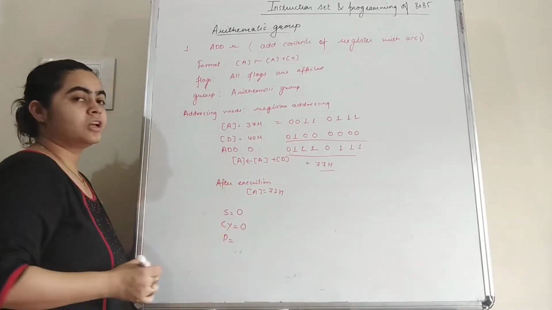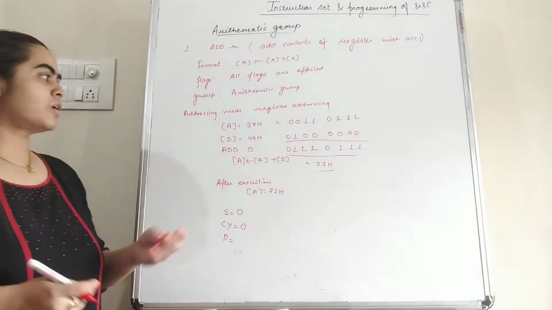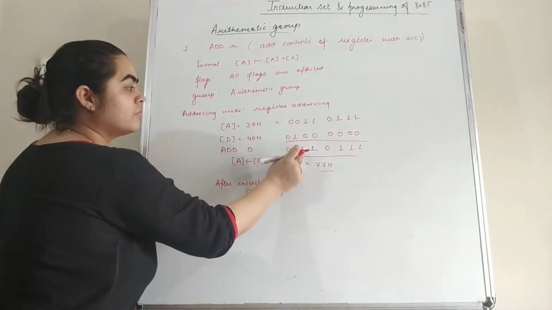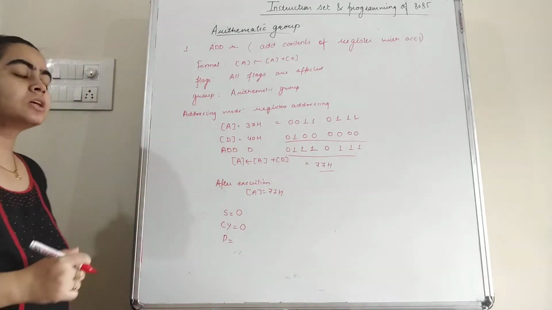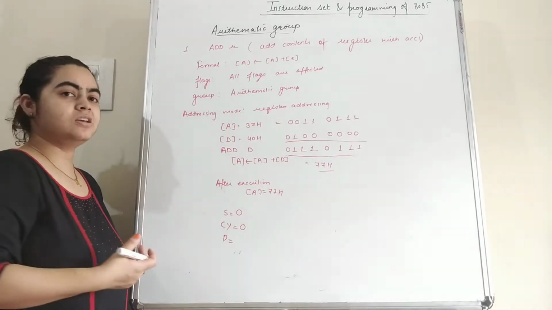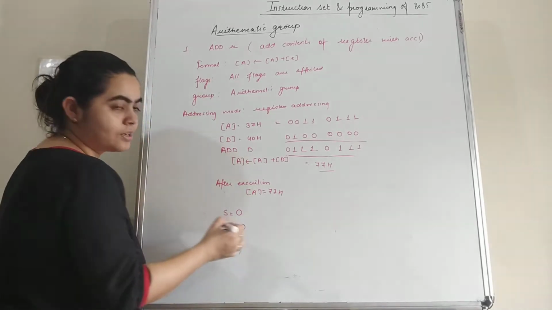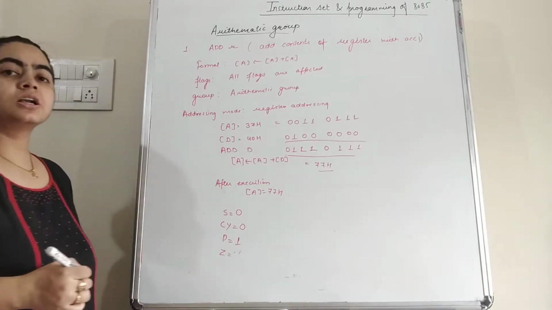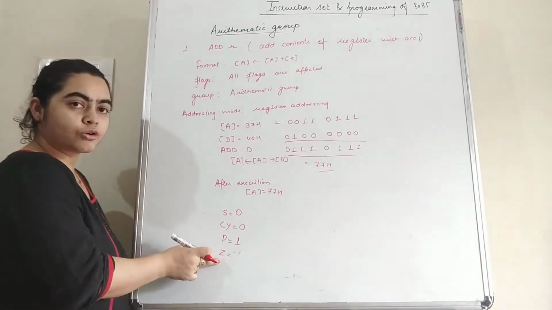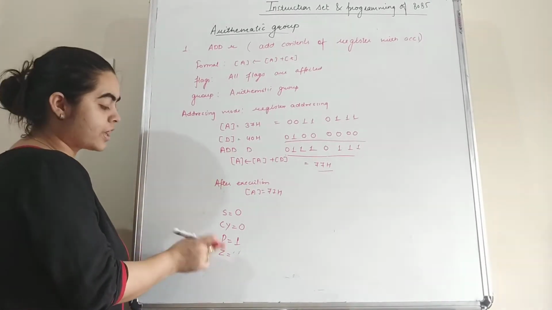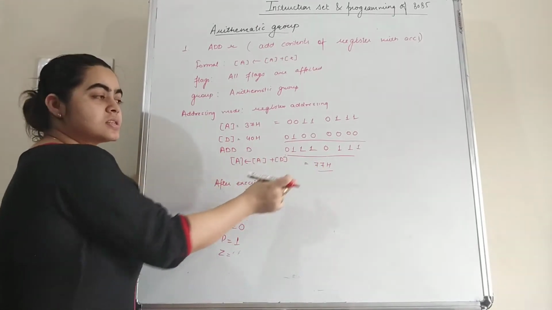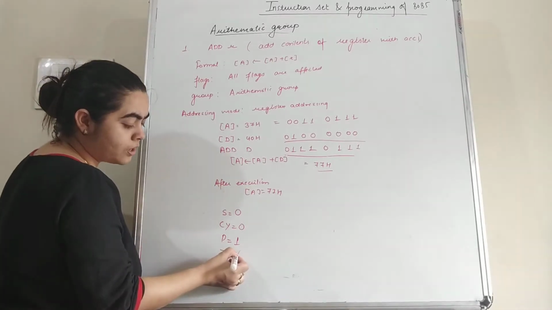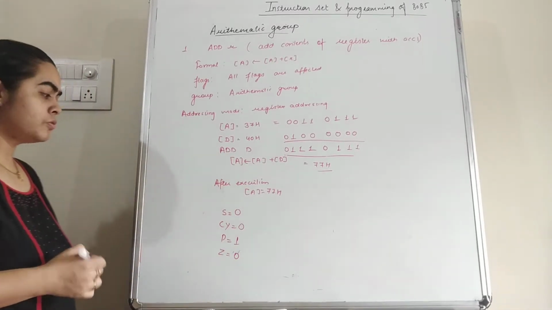Next is parity. If there is an even number of ones, then we set the parity flag, otherwise we reset it. So here we have 6 ones, so in this result we have an even number of ones, so we set the parity flag. After this we have the zero flag. If the result is 0, then we set the zero flag. If the result is non-zero, then we reset it. So here the result is 77H, that means the result is non-zero, so we reset the zero flag.